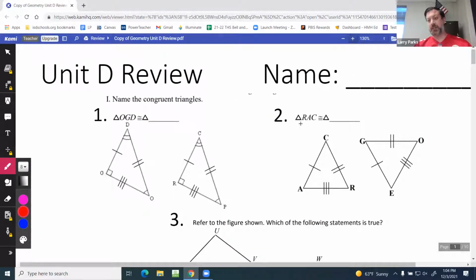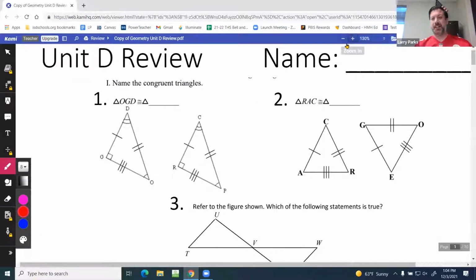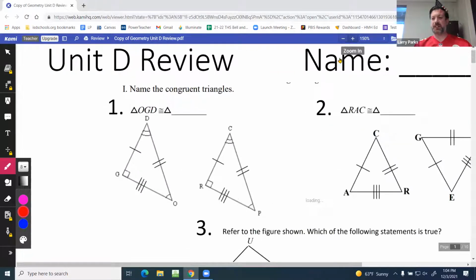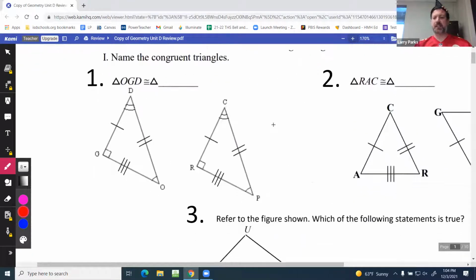It's very important, I think, that you understand the review to be successful on the district test. We're going to start with number one. One skill you're responsible for is being able to name the congruent triangle.